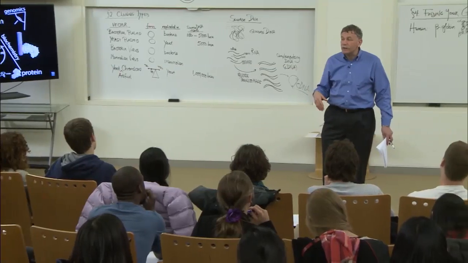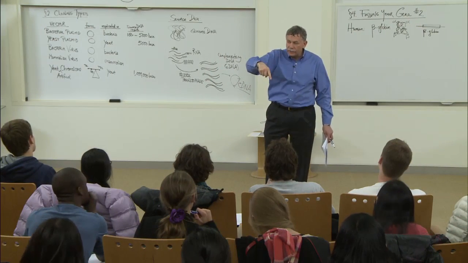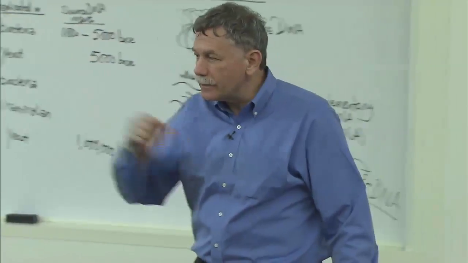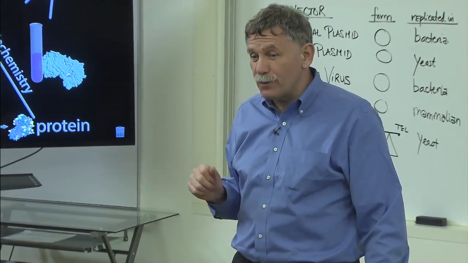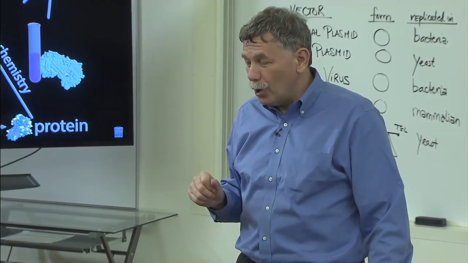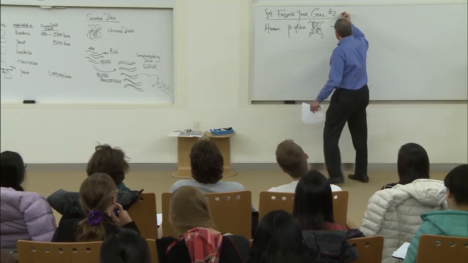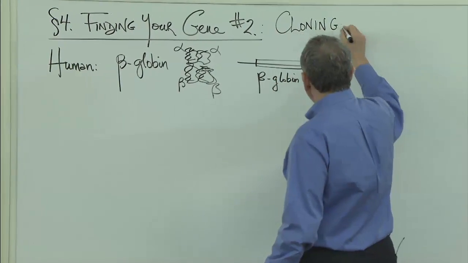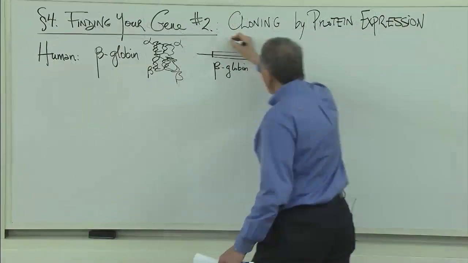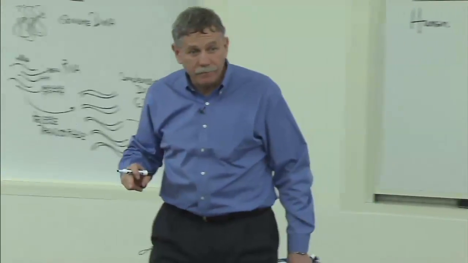Ooh, wait a second. So you're saying forget this complementation stuff. Instead, transform it into yeast and look for a yeast that does what? Produces hemoglobin. Produces hemoglobin beta. Look for the protein. Oh, so are you proposing a different kind of cloning? Cloning by protein expression. Look for a yeast that is able to make beta globin.